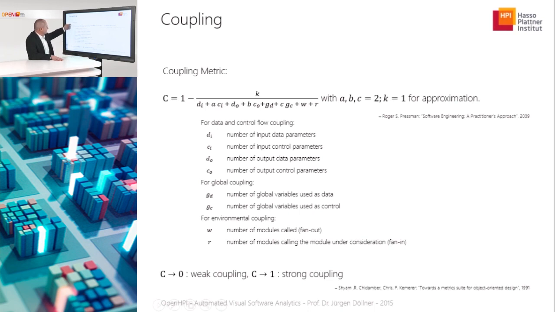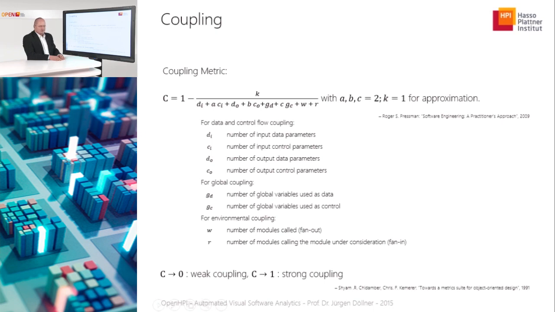Unsharply speaking, if you have a large number of parameters, then you have a strong coupling, because this second term tends to be 0, and so we get a high coupling measure. So if C goes towards 1, we speak about a strong coupling because many parameters are involved, whereas a coupling that goes towards 0 represents a weak coupling.